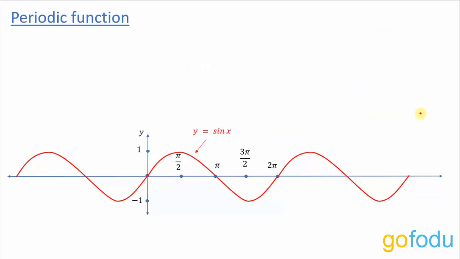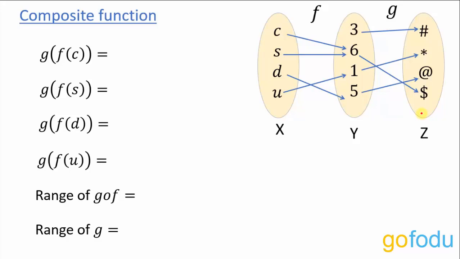Next, we have composite functions. A composite function simply means applying one function to the result of another. It is basically a function of a function. So here we have a diagram of two functions, f and g. Function g is applied to the result of f, and we have to find these values. First, tell me what kind of functions are f and g. F is neither injective nor surjective, and g is a bijective function.